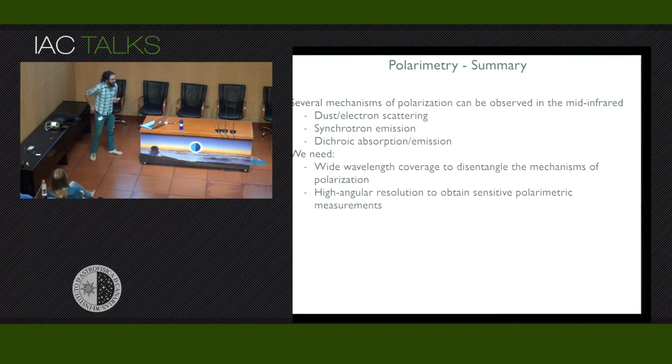Just in summary about the polarimetry, we have several mechanisms of polarization to be observed. For example, dust scattering, synchrotron emission, and dichroic absorption or emission. So we need wide wavelength coverage and also high spatial resolution observations.